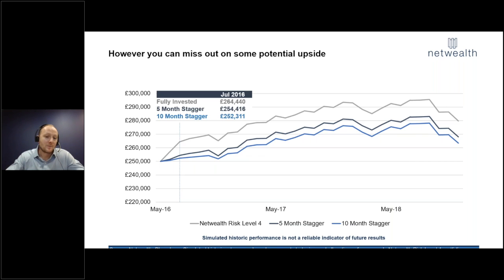And in this period, when we look at July 2016, the person that was fully invested does better because markets rose quite soon after they invested, and they had £264,000 compared to the person who left money in cash and only staggered in over 10 months, only having £252,000 by July 2016. So you certainly don't guarantee yourself better performance by staggering in over time, but you can lessen the chances of a big loss, which is certainly beneficial to some clients.